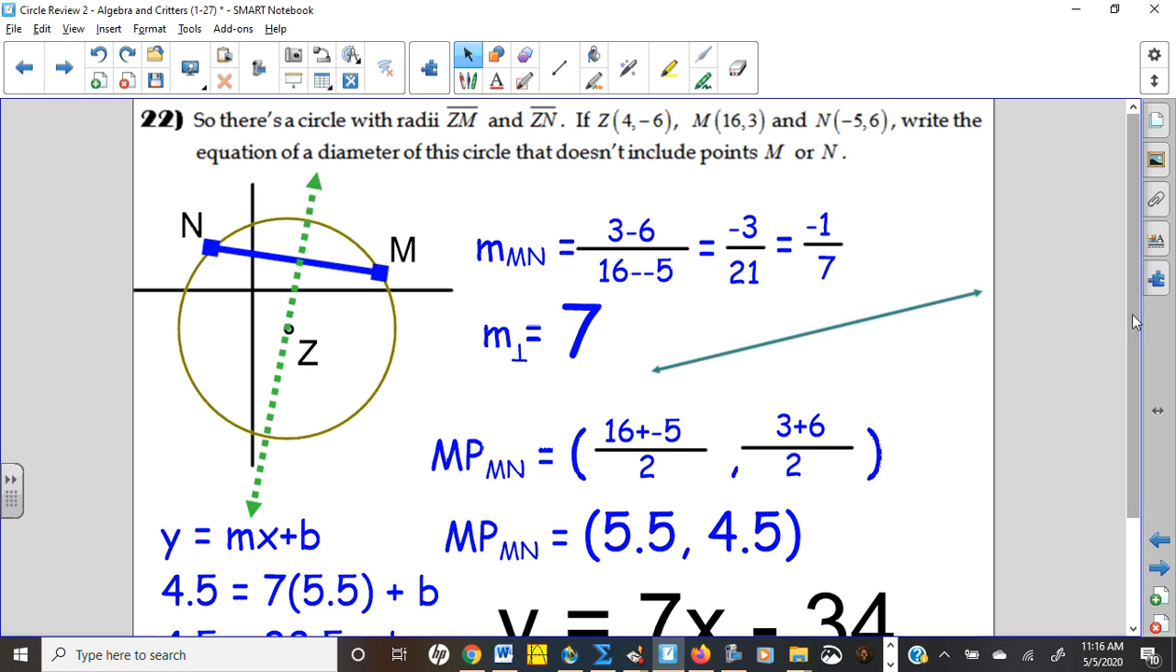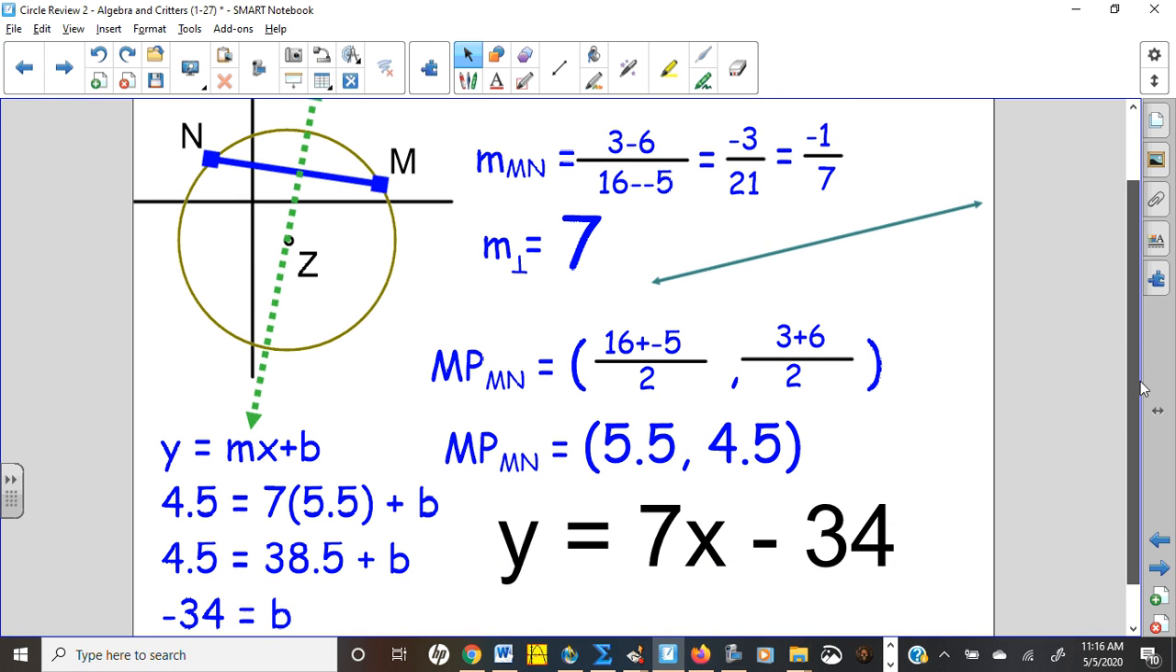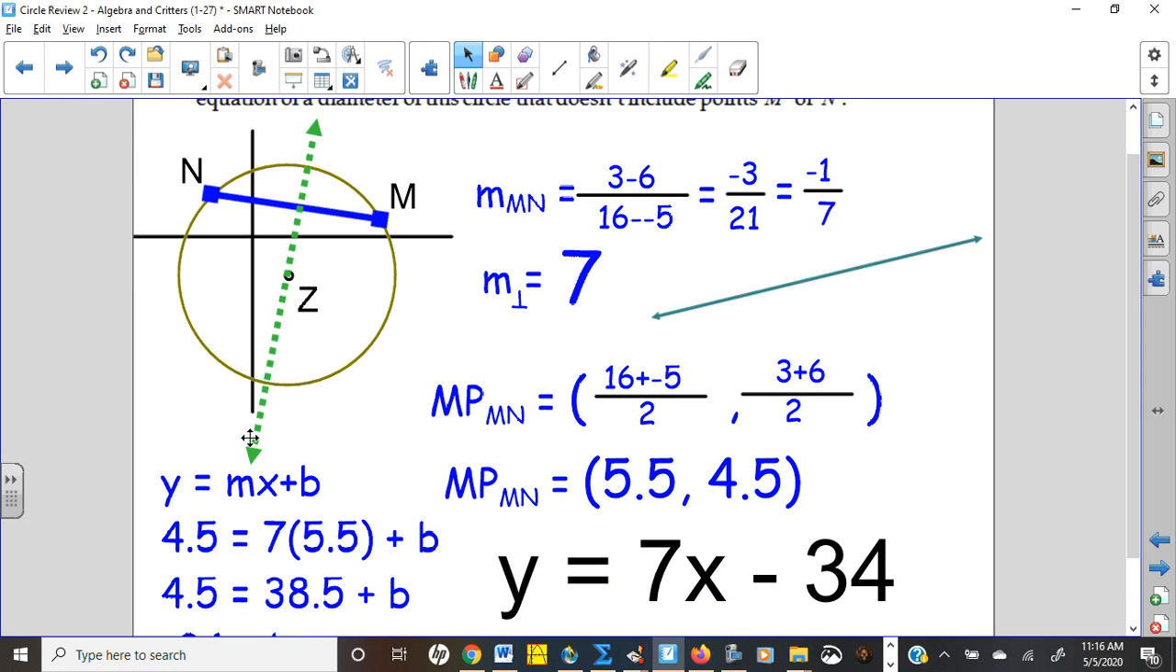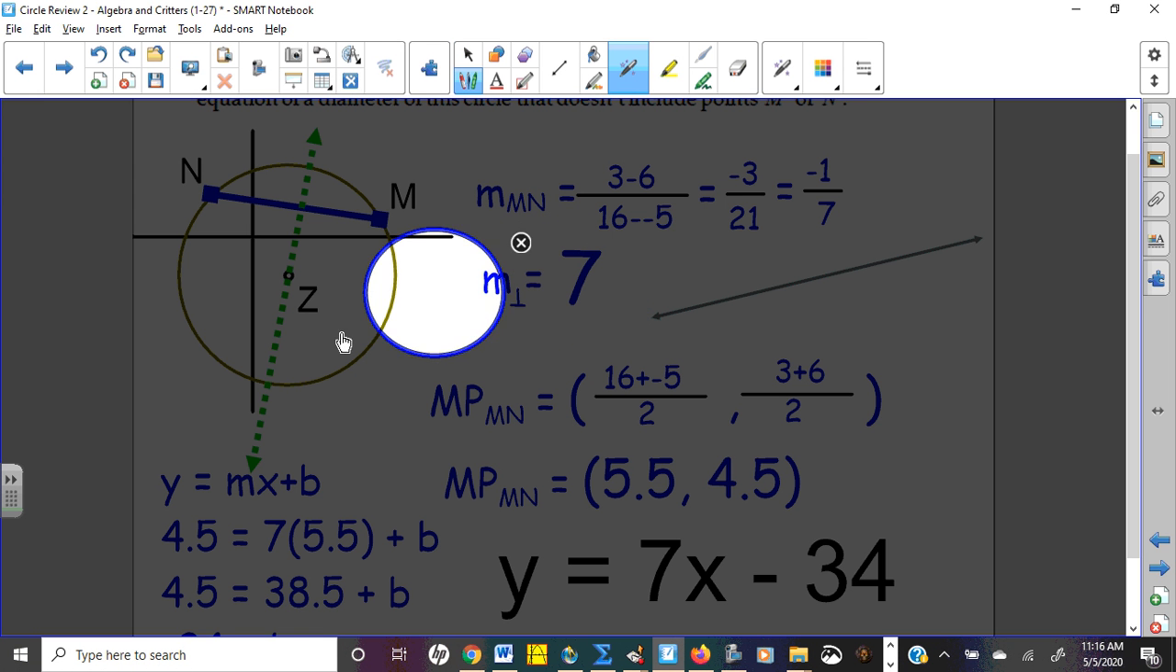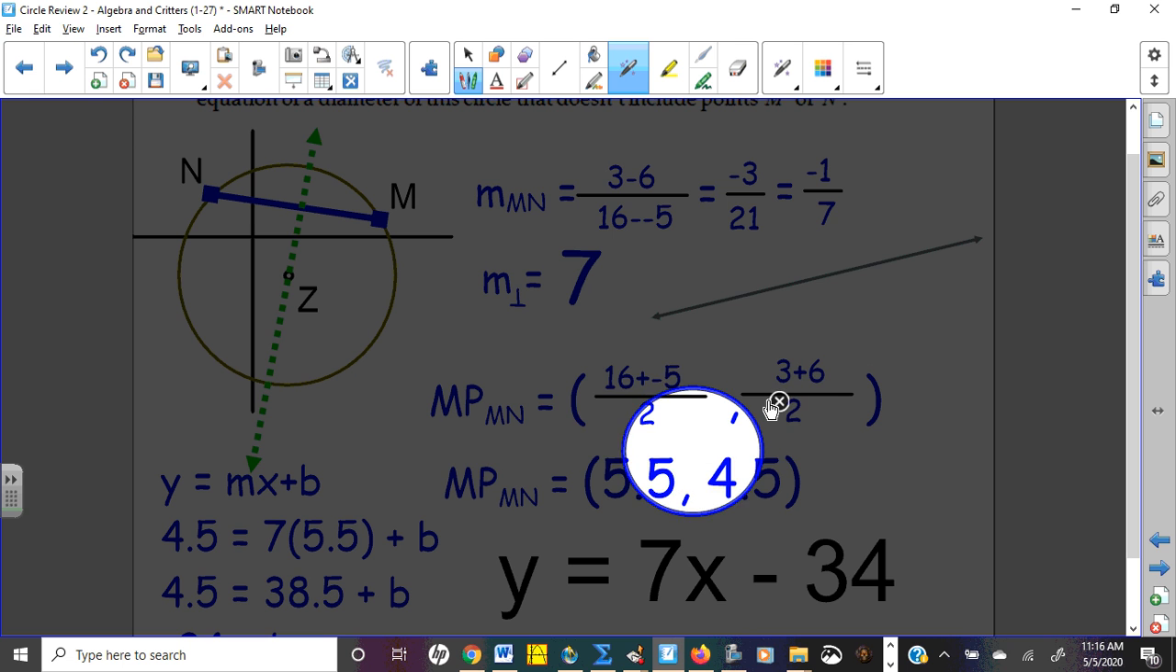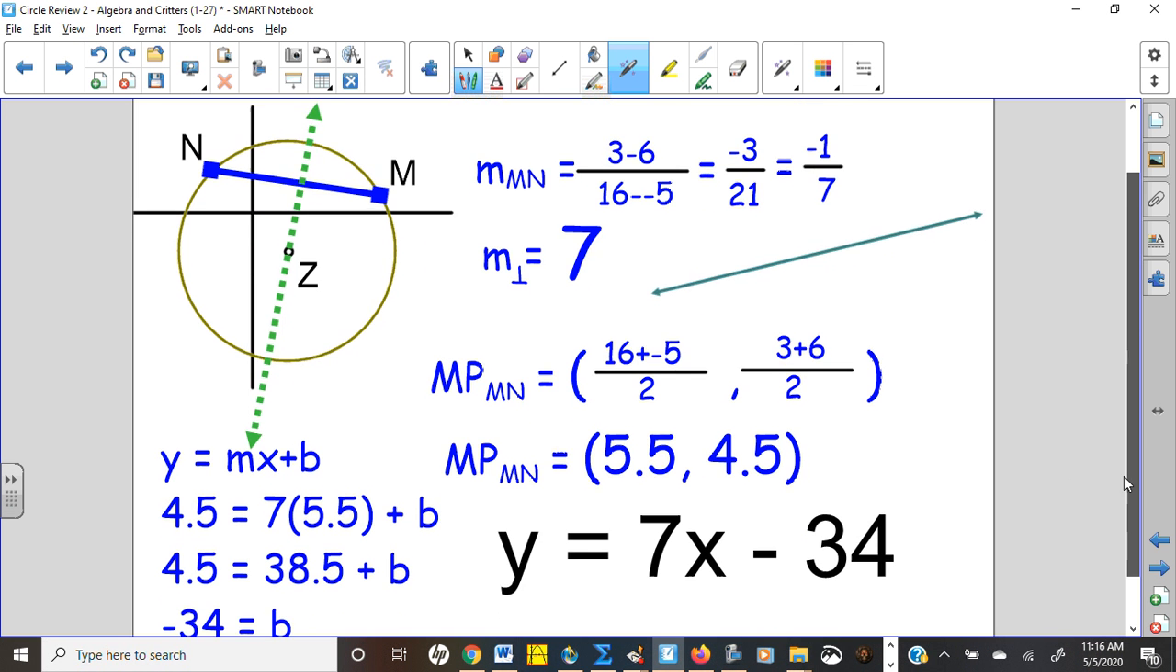Number 22, you really didn't have to find the midpoint because we know that the perpendicular bisector is going to go through the midpoint, but it's also going to go through the center. So really, once you found the slope of the chord was -1/7 and the opposite reciprocal was 7, you could have just used 7 and the center point, which we already have, and then you wouldn't have had to find the midpoint. It would have gone a little faster. You would have got the same equation.